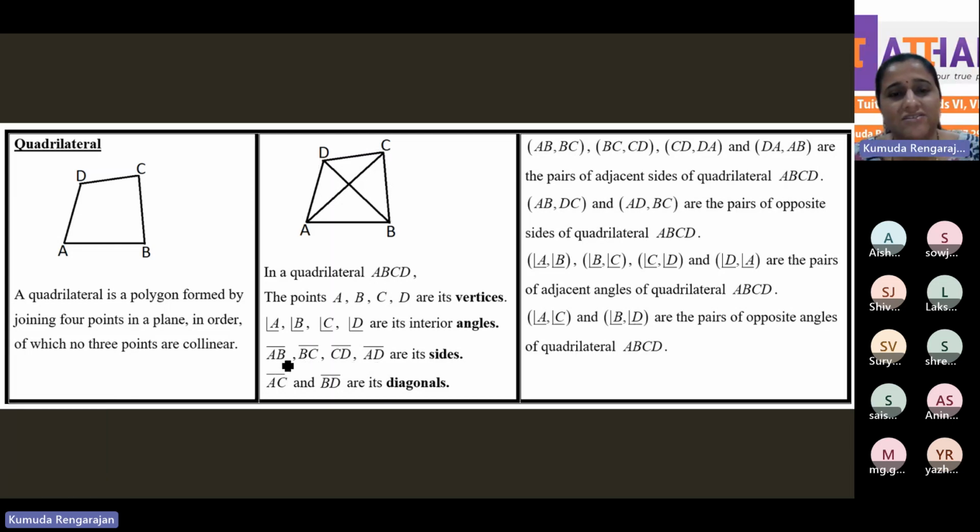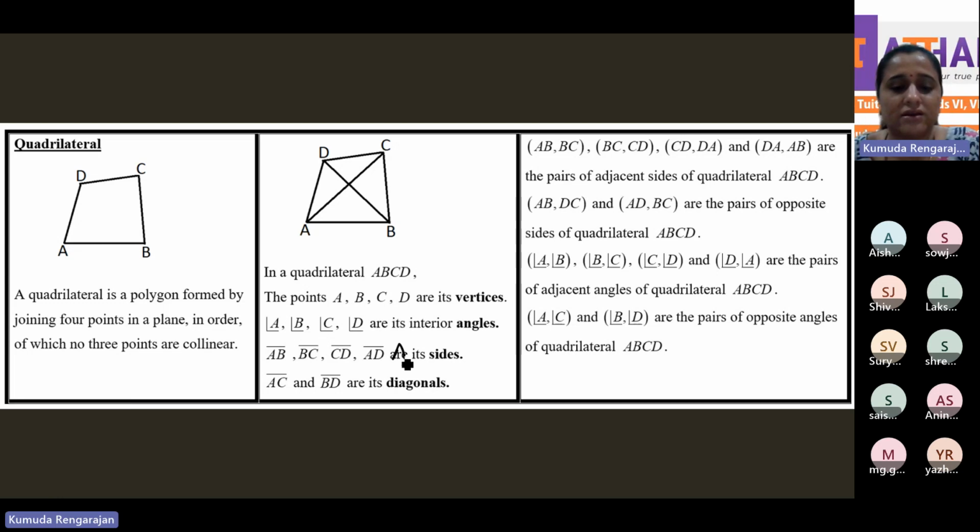The next will be the adjacent sides, like AB and BC are adjacent sides. BC and CD are adjacent sides. CD and AD are adjacent sides. When we say adjacent sides, you will take only 2 sides at a time. AD and AB are adjacent sides.